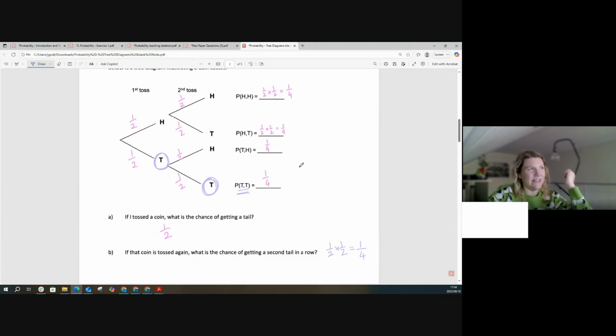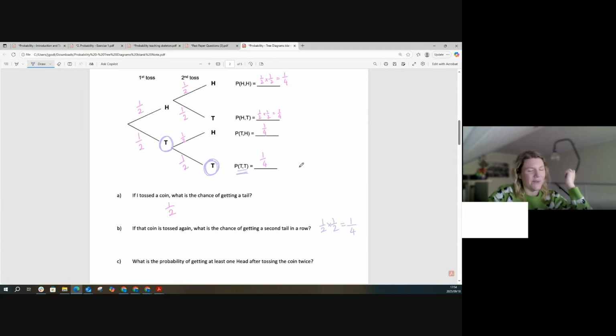Now we're going to get into some of our English questions. What is the probability of getting at least one head after tossing the coin twice? I'll read that again. What is the probability of getting at least one head after tossing the coin twice?